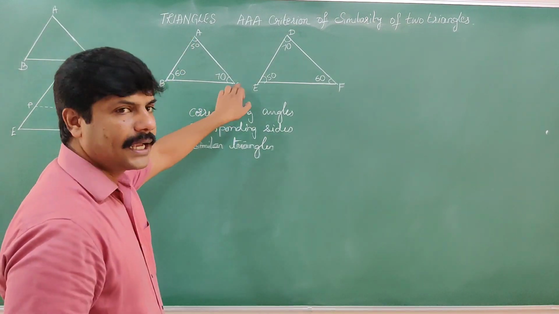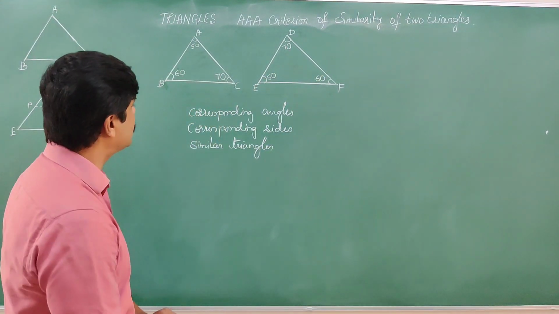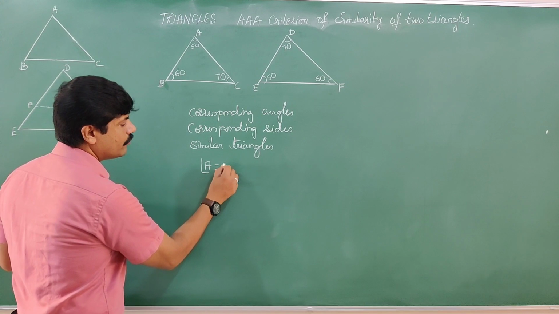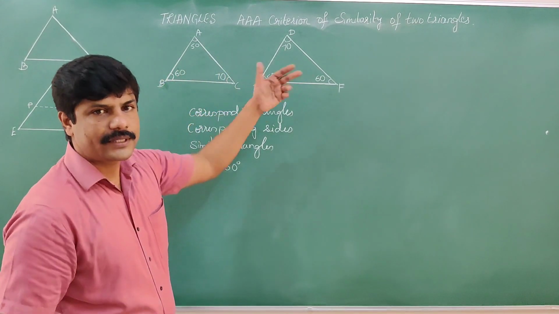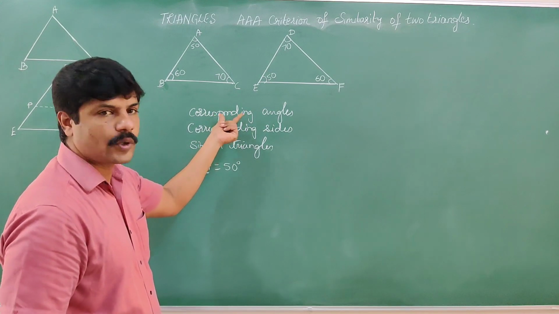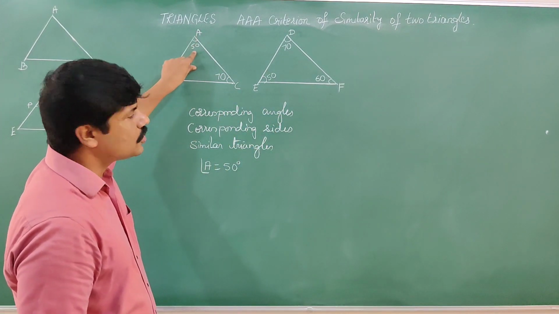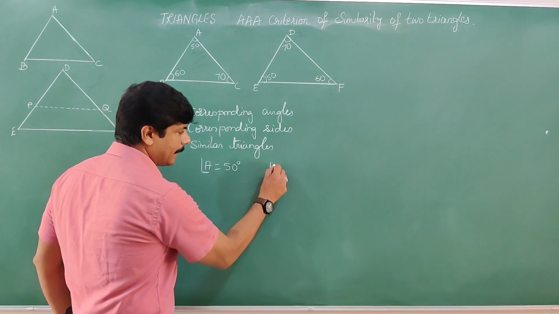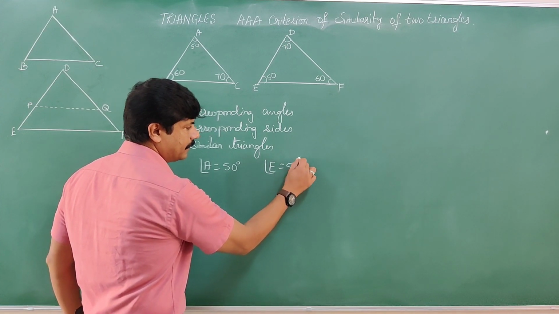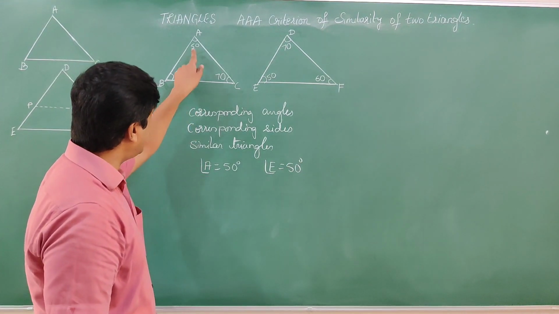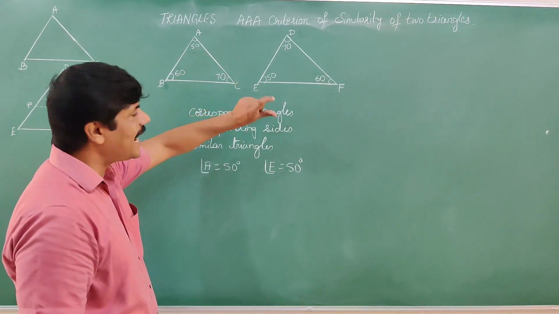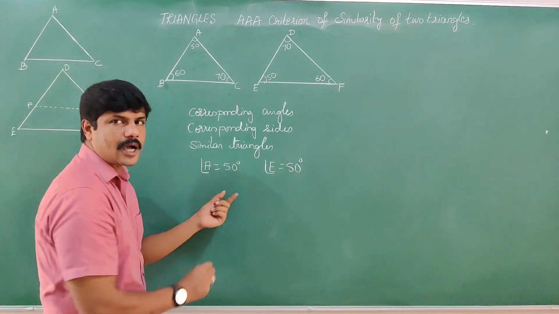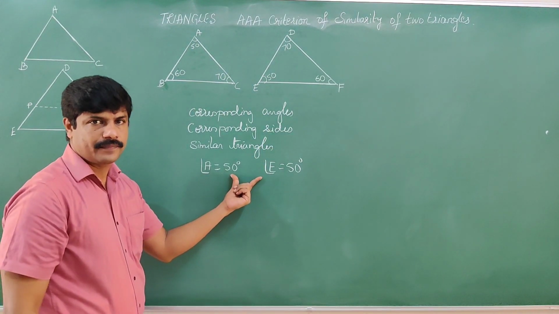Consider these triangles ABC and DEF, in which, see properly, angle A is equal to 50 degrees. Just an assumption to understand what are corresponding angles. Angle A is 50 degrees, and angle E is also 50 degrees. Since the values of angle A and angle E are the same, these two angles are called corresponding angles.